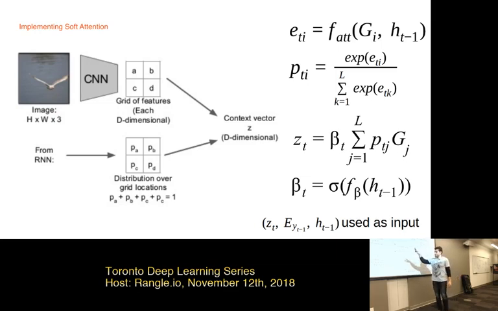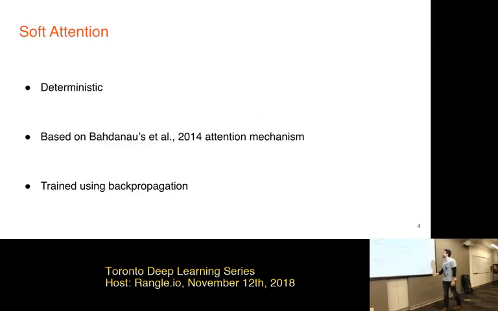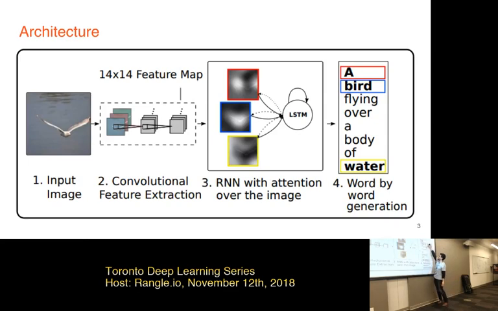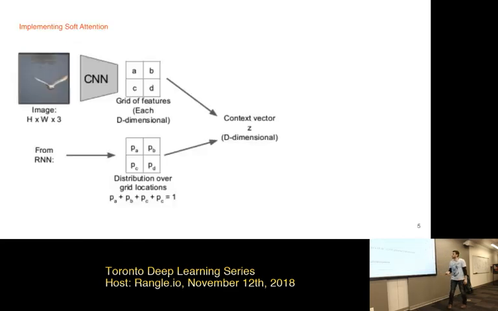The task is you get an image as an input, and you output a caption, which is a sentence, and the RNN outputs one word at a time. For example, "a bird flying over a body of water," and this is the first time step, second time step, third time step.